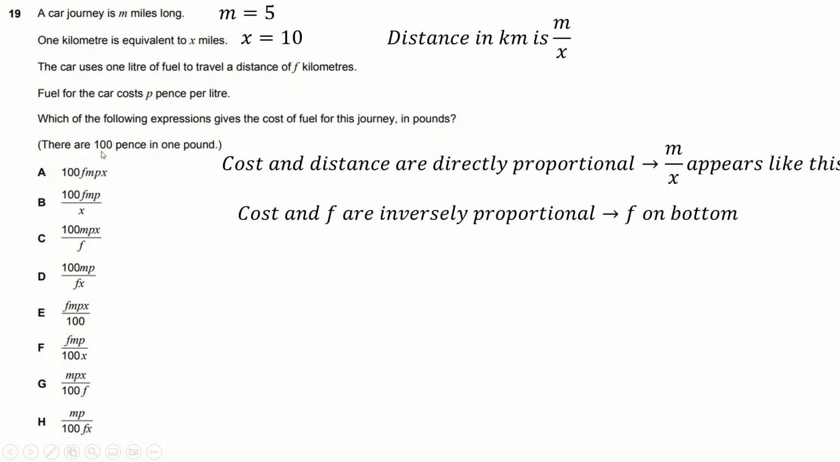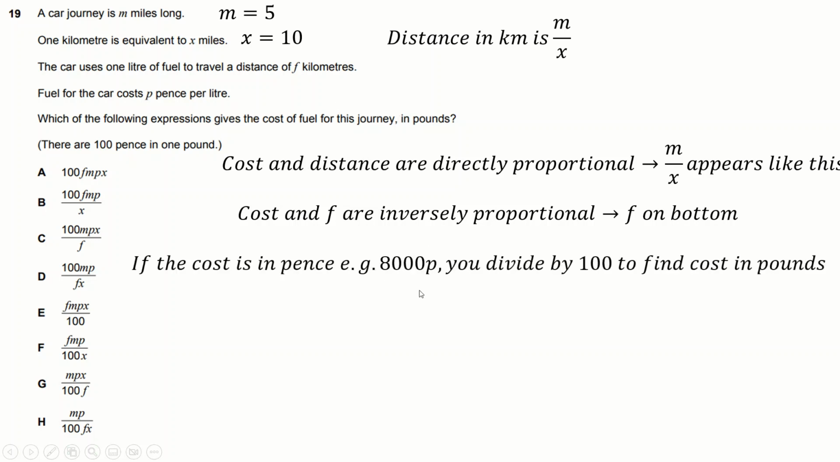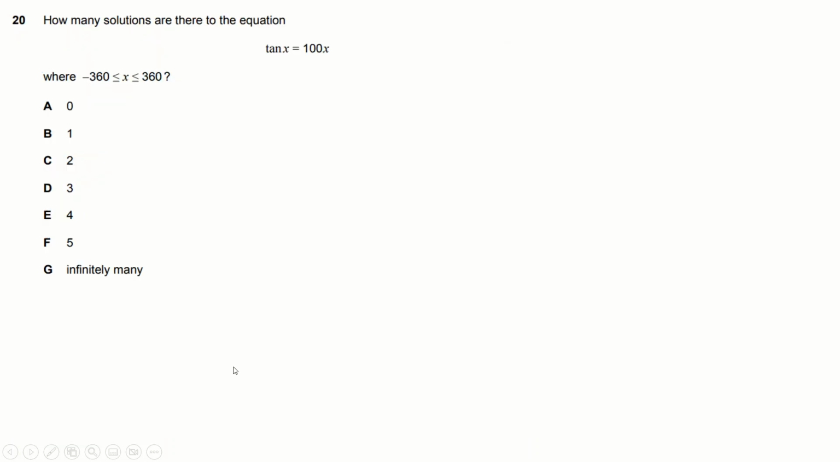And lastly, if the cost is in pence per litre, and we want to work out what it is in pounds, if you have some cost in pence, you divide by 100 to find the cost in pounds, right? So if this is the cost in pence of something, you divide by 100 and find that's 80 quid. So we're looking for m over x, we're looking for f on the bottom, and we're looking at 100 on the bottom because we're dividing. So I think the answer is this one all the way down here. Although I honestly have no idea because I just winged that question.